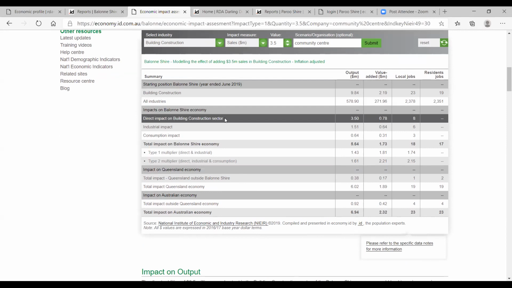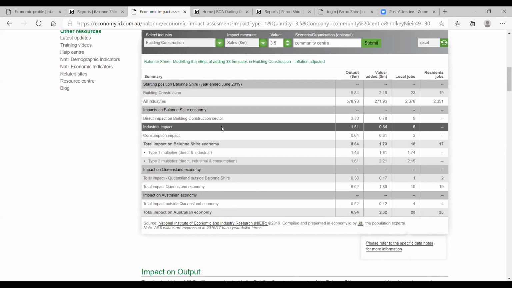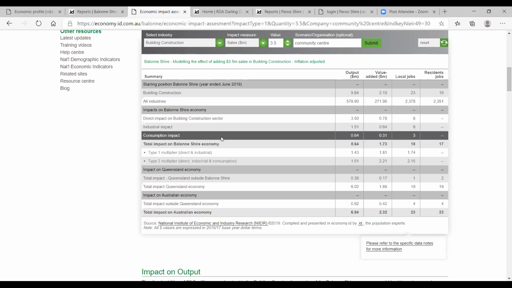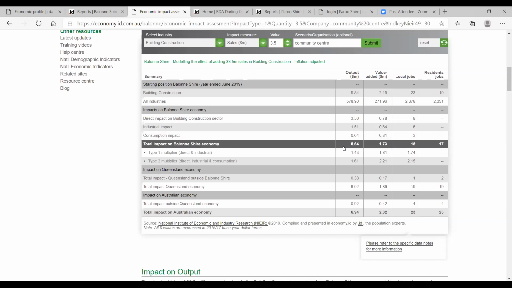Then we've got our direct impact on the building construction sector, which is 3.5 million. The industrial impact, so that's as we spend that money and we buy steel and we buy bricks and crusher dust and different things that go into the project, that creates 1.51 million. And then we have our consumption impact, which is 0.64 as people spend money through the economy during that time with the workers. So our total impact on Balonne Shire is 5.64 million. So we start with 3.5 million, we end with 5.64 million.